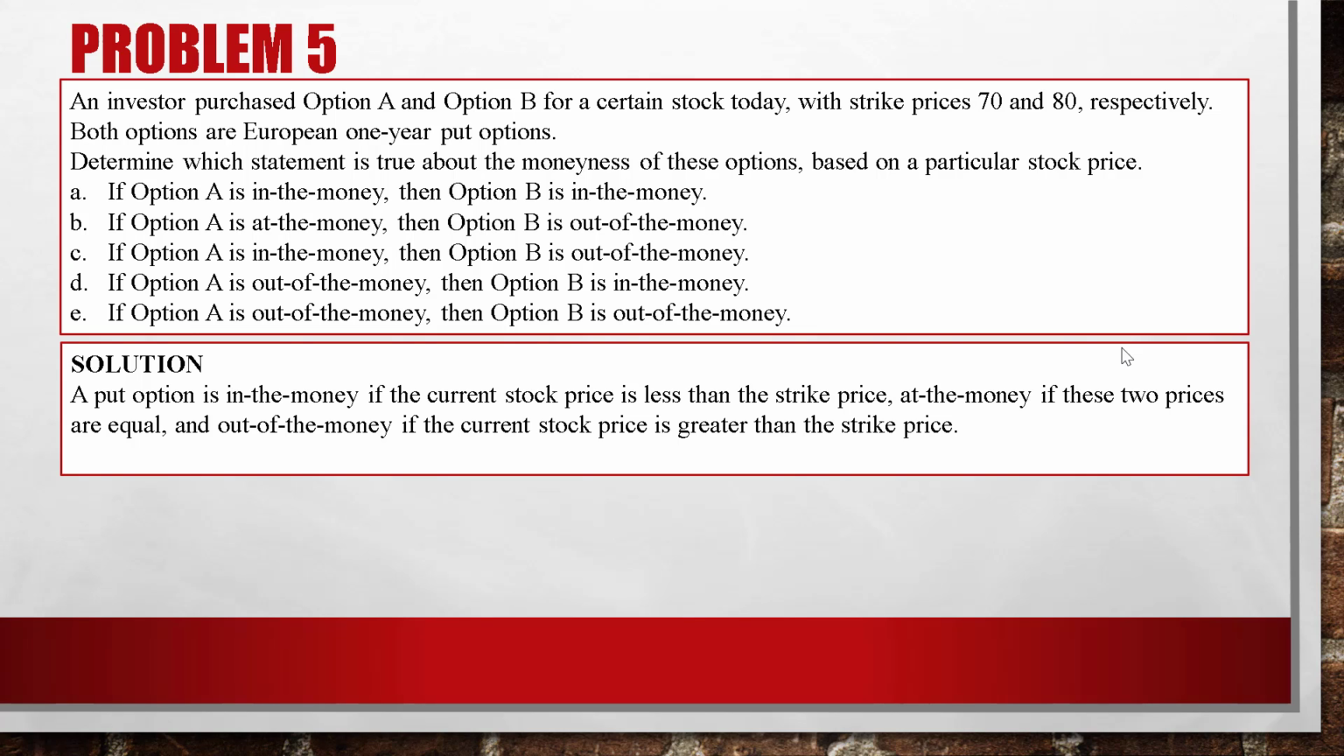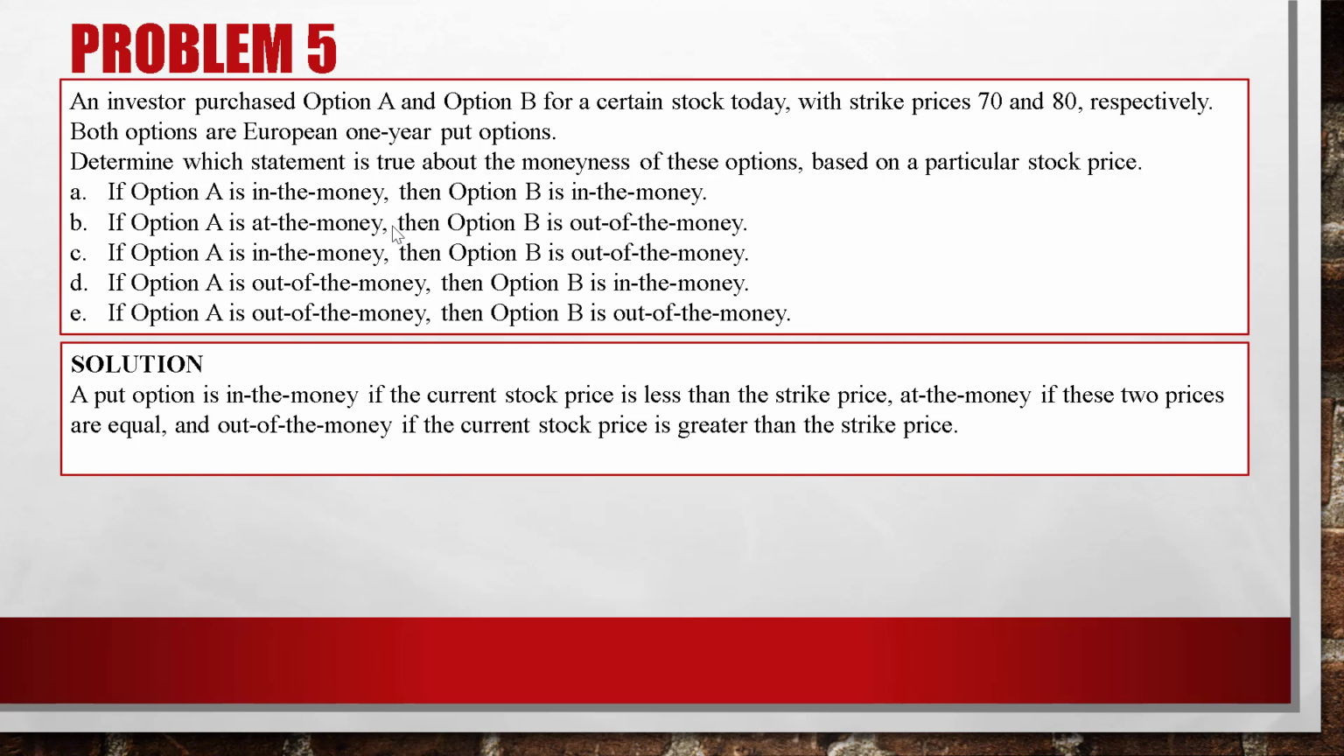Now look at B. If option A is at the money, then option B is out of the money. If option A is at the money, then the stock price should be equal to 70. So the stock price is less than 80, which means option B should be in the money. But statement B said option B should be out of the money, which is incorrect. So B is an incorrect statement. And in order to correct this, we have to say if option A is at the money, then option B is in the money.